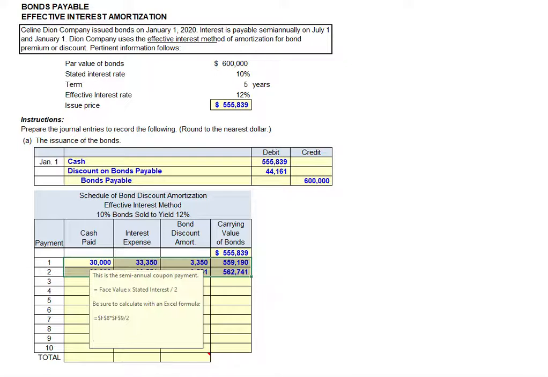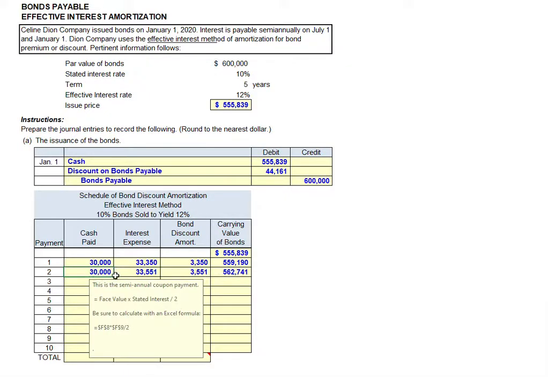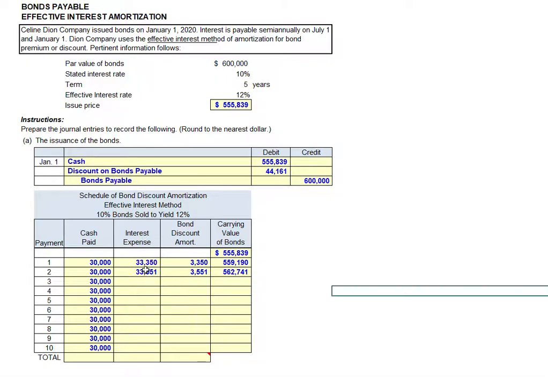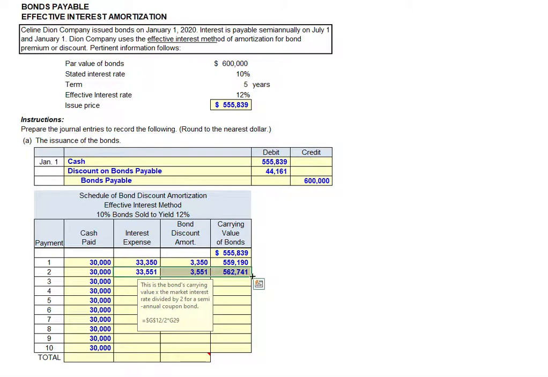Again, in year 2, we're going to make the same $30,000 payment. We'll make that throughout the life of the bond. Our interest expense, though, if you notice, has gone up from $33,350 to $33,551. This is because our interest is now the $559,190 times the 12% interest rate divided by 2, or $33,551. And we will see over time our interest expense will increase as the carrying value goes up.